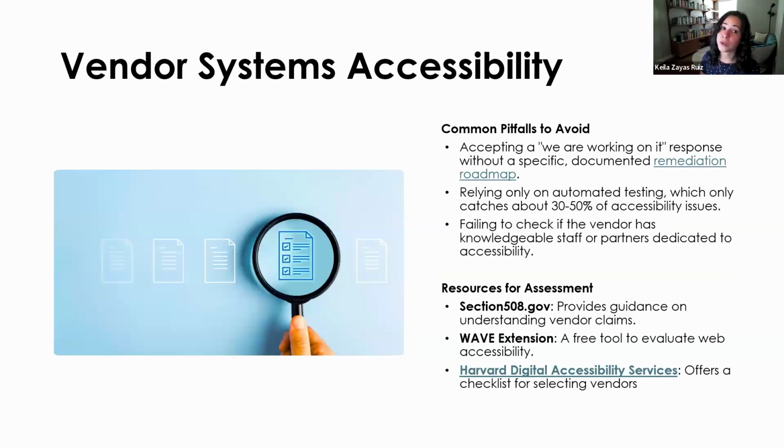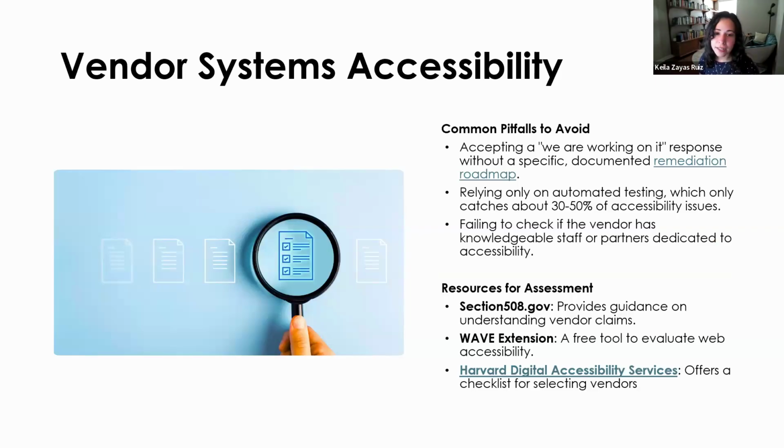Common pitfalls to avoid when looking at vendor system accessibility are accepting "we're working on it" without specific documentation or a remediation roadmap. Relying on automated testing, which only catches about half of accessibility issues. Failing to check if the vendor has knowledgeable staff or partners dedicated to accessibility.